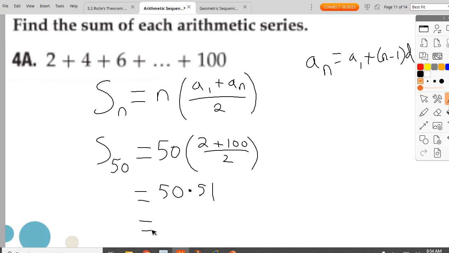Alright, so we have 102 divided by 2 gives us 51. So what is 50 times 51? 2,500. Never mind. 2,550. 2,550? Yes. Questions on that?